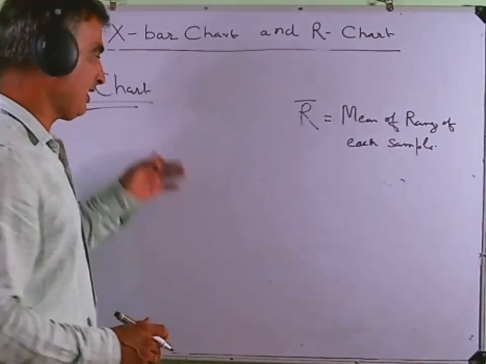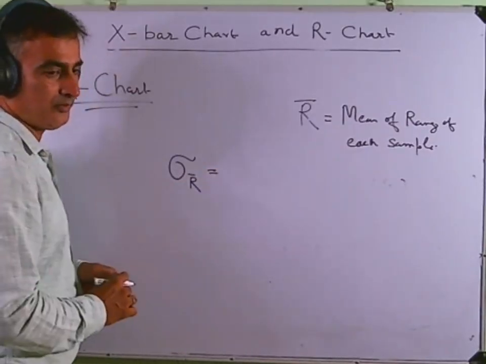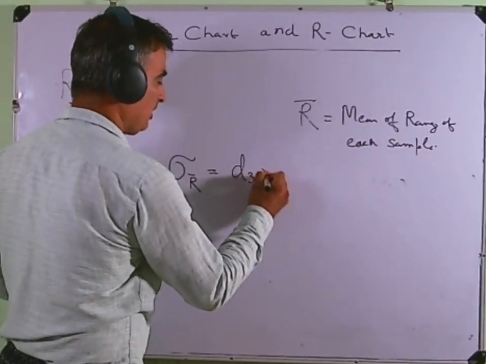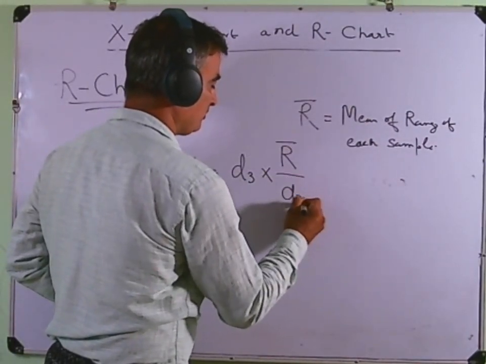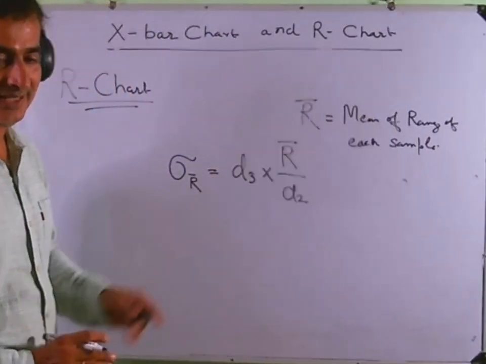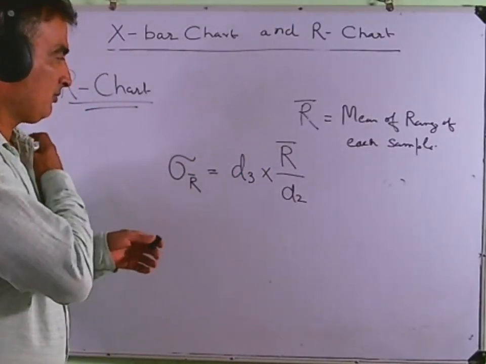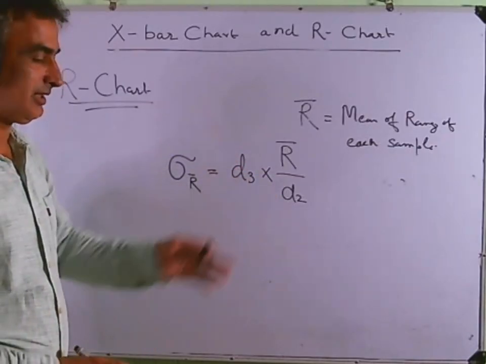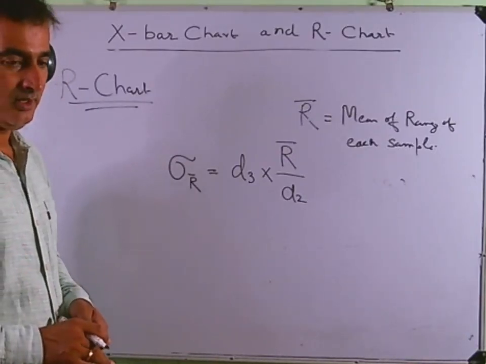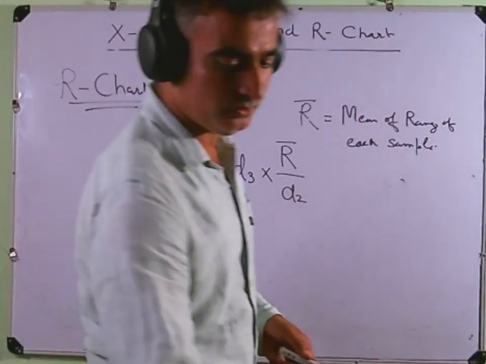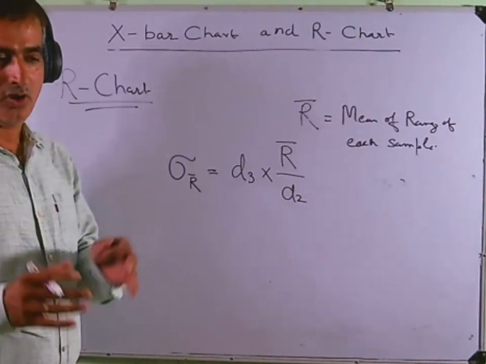The standard deviation can be calculated by using this formula: sigma R is equal to D3 multiplied by R bar divided by D2. Now D3 and D2 are constants, and you can find them in the table provided by the society. R bar you can calculate by taking the mean of the ranges of each sample. When you get this value, you can use the formula to find out the upper control limit and the lower control limit of your range chart.